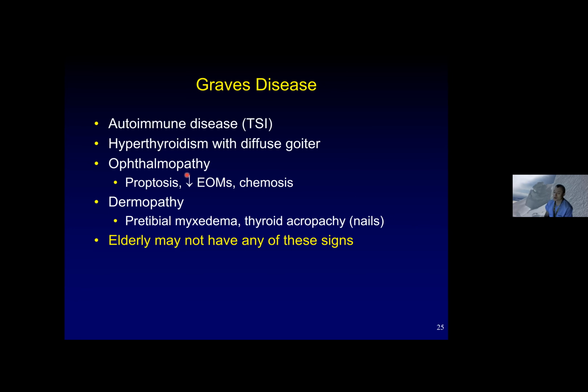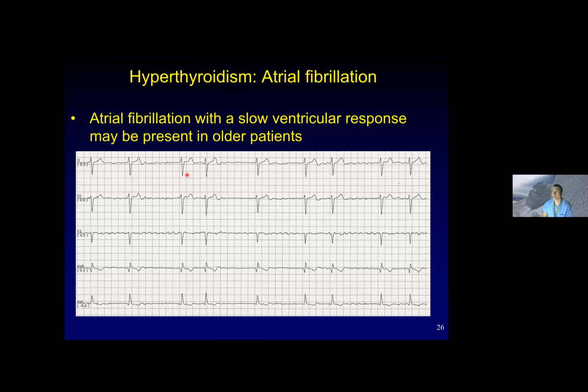It's also important to realize that in the elderly, we may not see any of these symptoms. So we may see something else, like decreased cognition and falls or weight loss, and then they may have Graves' disease. So level of suspicion has to be higher. One example could be somebody presenting with atrial fibrillation with slow ventricular response, which can be seen in older adults. So this is how the patient that I presented initially came in.